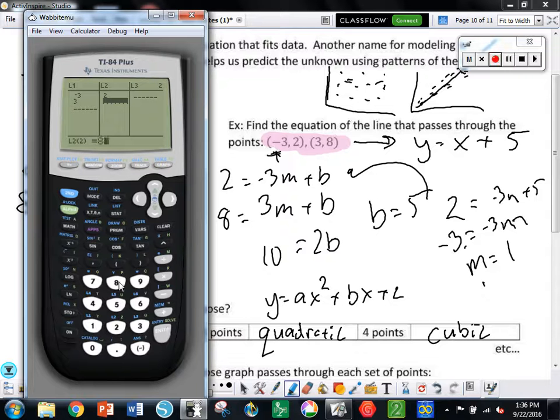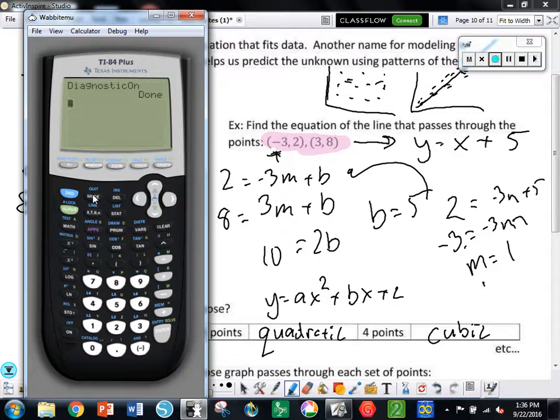Is everybody understanding where I got those points from? Are we all on the same page? Who said no? Okay. Somebody said no. All right. So now I'm going to go back to my main screen. So second, quit. I'm back there. Okay. So I want to write an equation of a line.